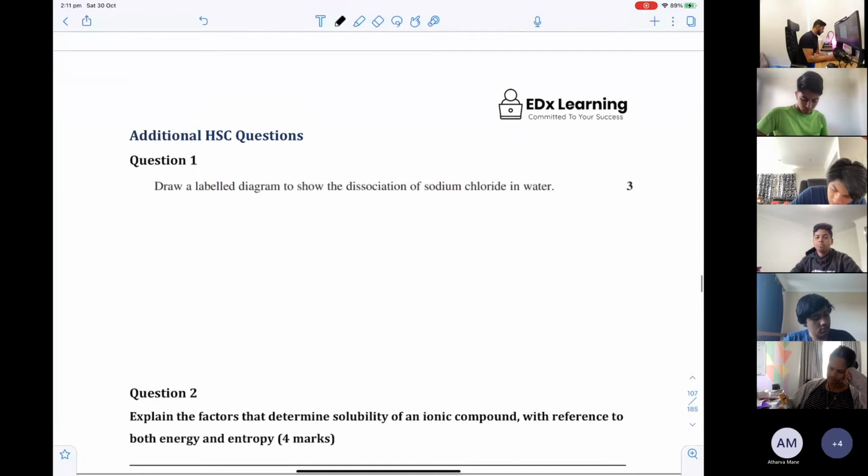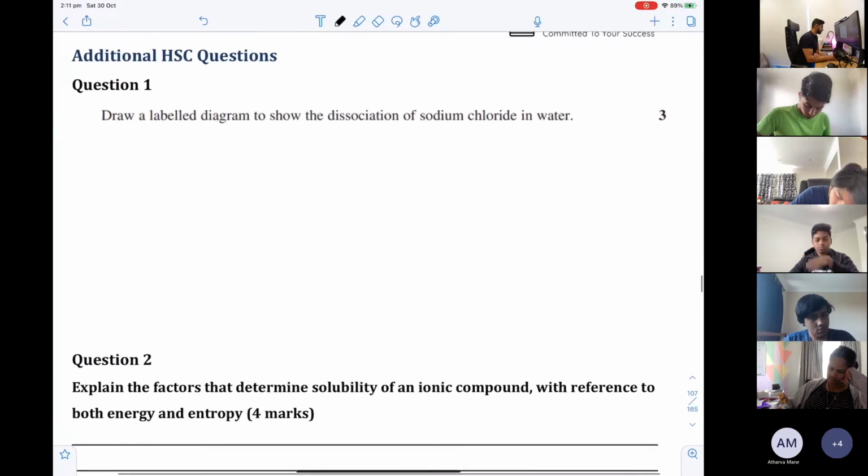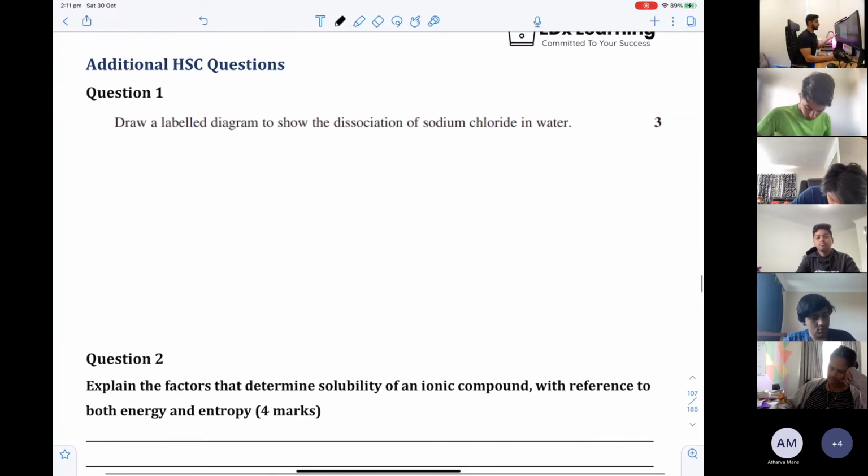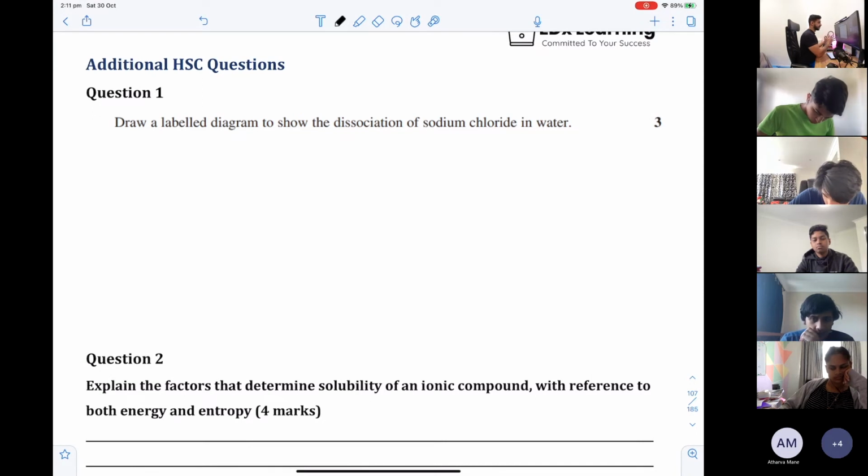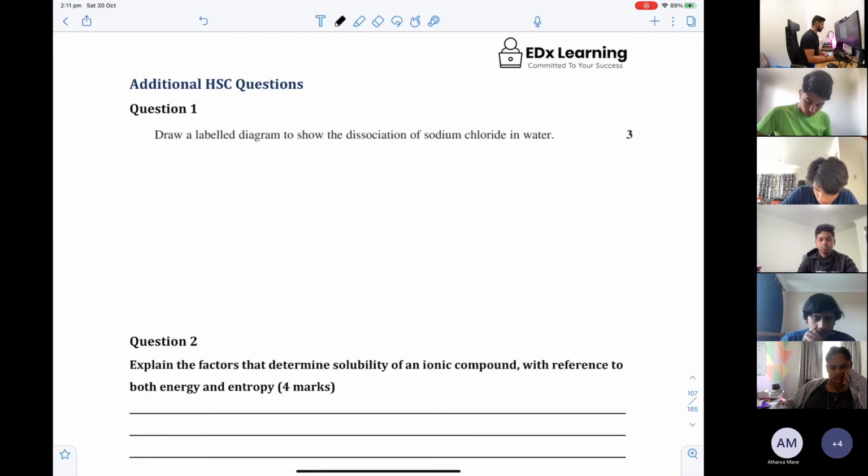Let's move on. So again, these additional HSC questions you can do in your own time. So this is how they'll test you. You can see, draw a labelled diagram of the dissociation of sodium chloride. What I would draw is on the left the sodium chloride lattice and the ion dipole bonds beginning to form. And on the right, I would draw an arrow and draw the hydration spheres for sodium and chloride. And that'd get you 4 marks. Okay? You just need to mention the ion dipole bonds. That's the most important thing.